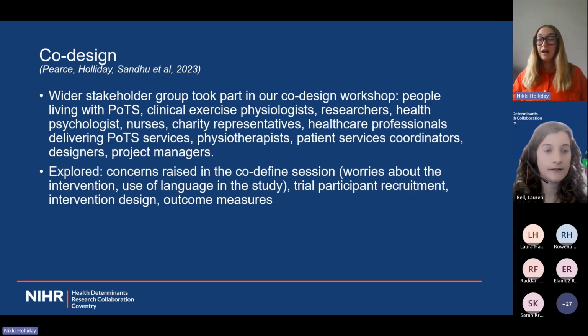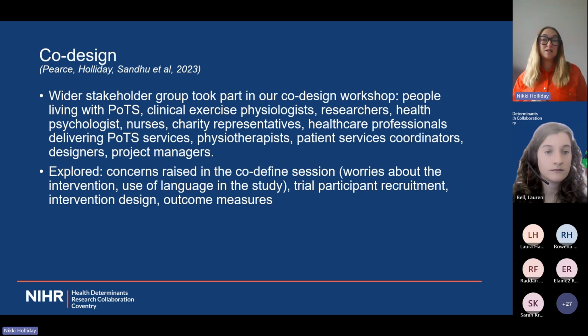So we took that feedback on board, and we took it to some co-design sessions, where we had a wider stakeholder group, as well as people living with POTS. We also had clinical exercise physiologists, researchers, health psychologists, so those people that the patients and carers said needed to have an input in the design of this trial. We had nurses, charity representatives, people delivering POTS services, physios, patient services coordinators, designers and project managers. So as I said, we thought about the wider care pathway and those people who could have a say in whether this intervention would be successful or not in the real world.